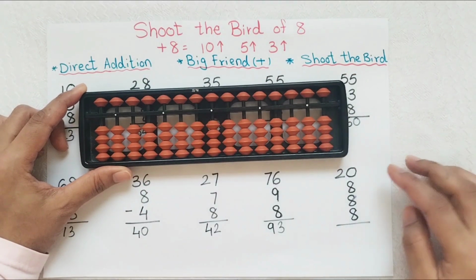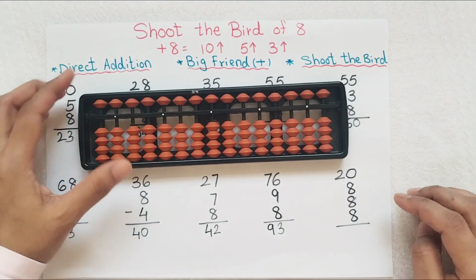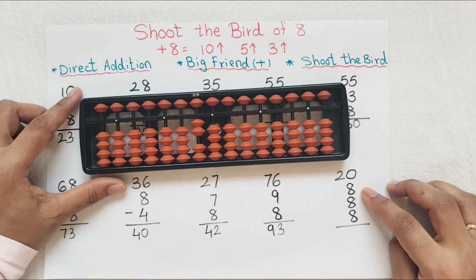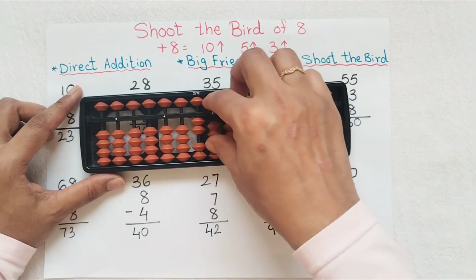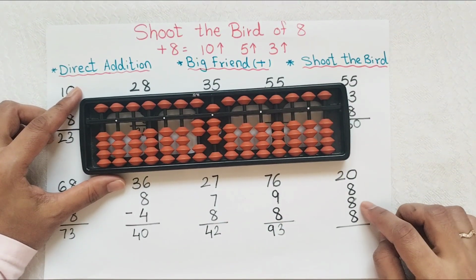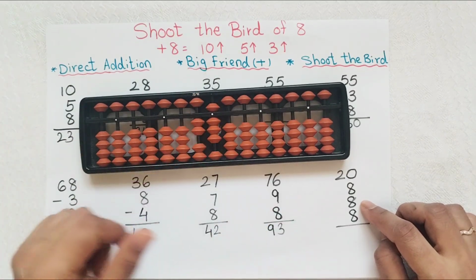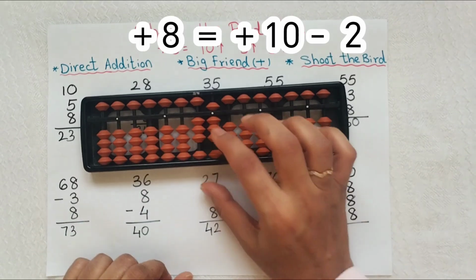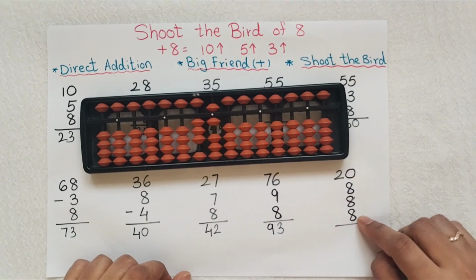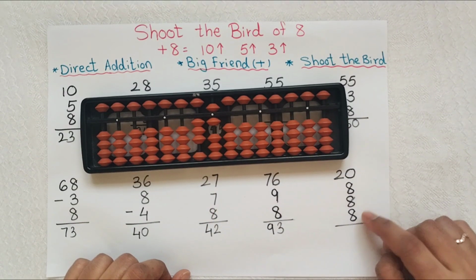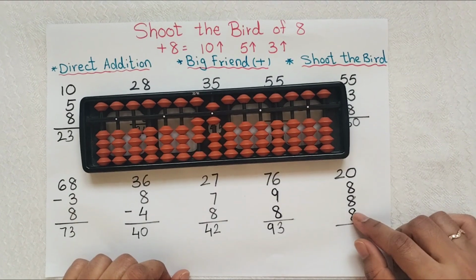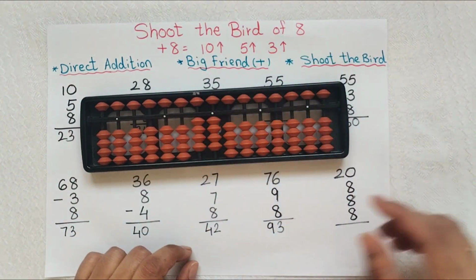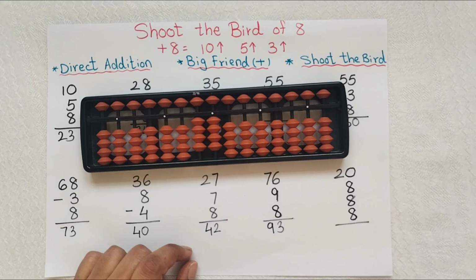Last one. 20 plus 8 plus 8 plus 8. 20. Now plus 8 over here is first, yes, I will go for direct addition. Now again plus 8. How will I do plus 8 here? I have to use big friend addition formula. That is plus 10 less 2. Now again plus 8. How will I do this? I have to use shoot the bird technique. So 10 up, 5 up, 3 up. My answer is 44.